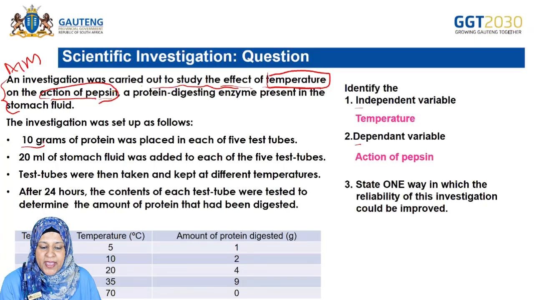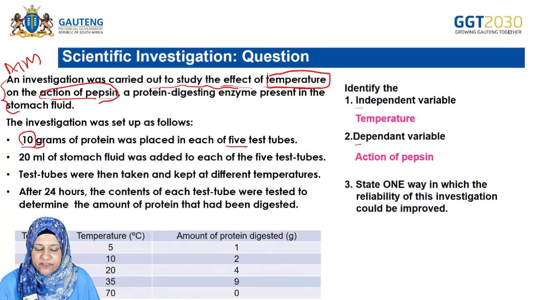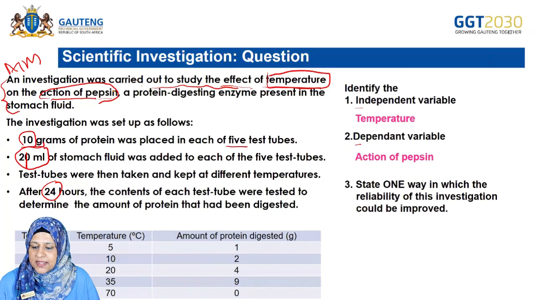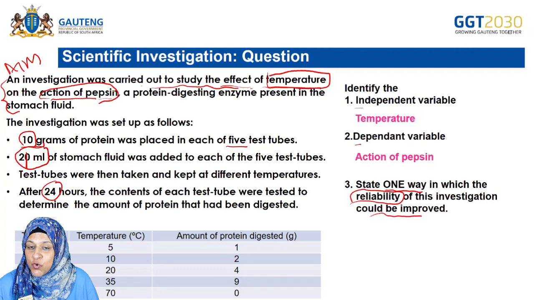Now, remember, we had 10 grams, which we circled, 5 test tubes, 20 mils stomach fluid, and I told you always circle your numbers, 24 hours. Right. Now, state one way in which the reliability of this investigation could be improved. So now, I'm not asking you how was reliability maintained in this investigation. I said, give me one way in which the reliability of this investigation could be improved.